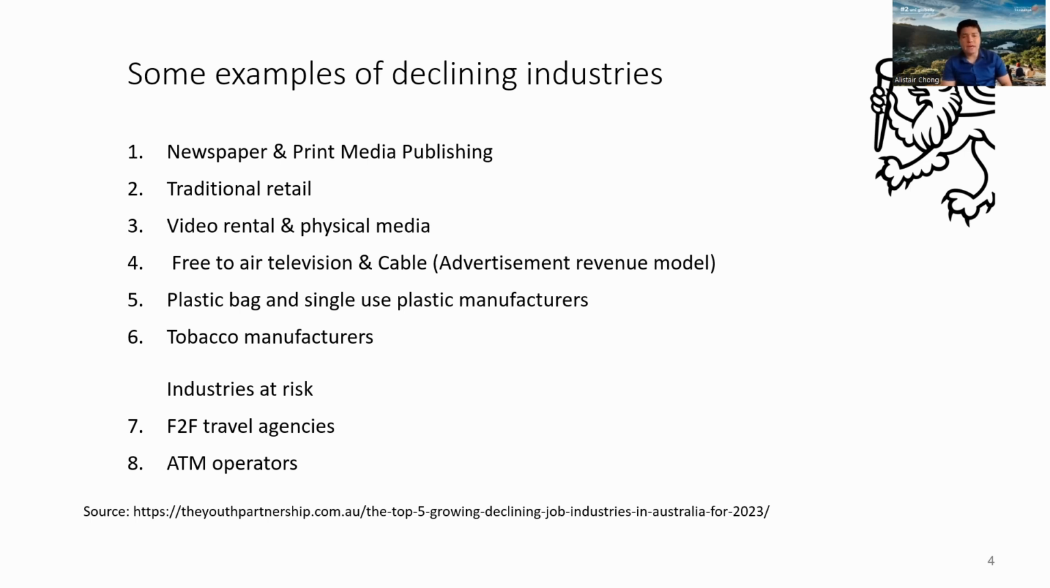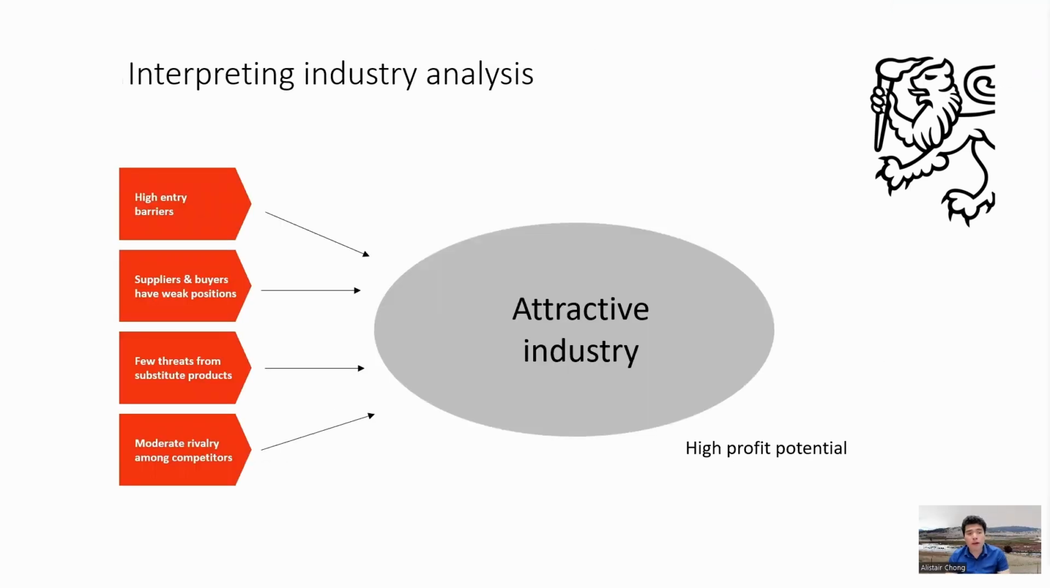There are a number of other industries that are at risk, so face-to-face travel agencies and ATM operators. When was the last time any of you booked a flight, let alone an individual flight, through a travel agent and not online? And then ATM operators. How many people go out and get cash every week? I know there are still some industries that use cash, but it is very, very rare in Australia these days, particularly in China. What about then we look at an attractive industry?